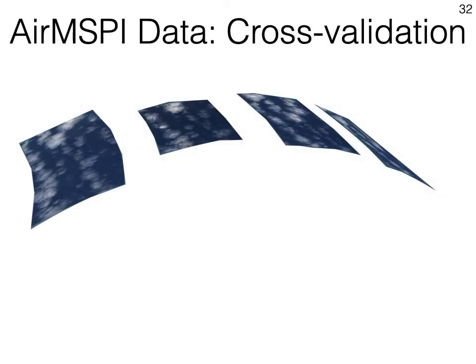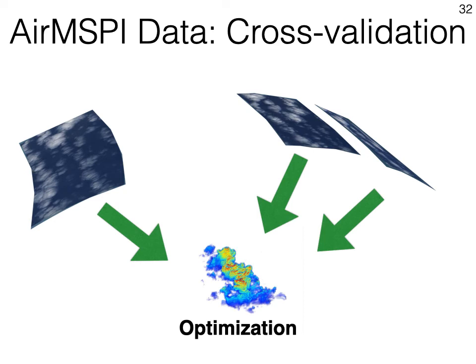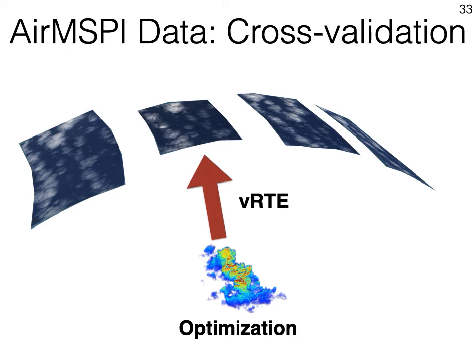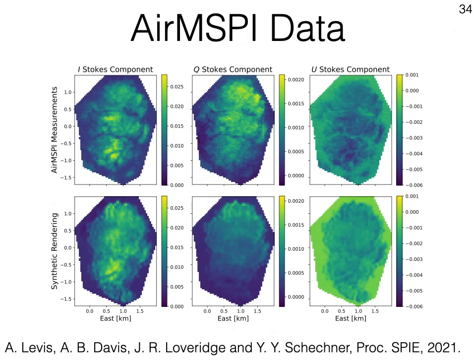Here we don't have access to the ground truth data. However, we assess the recovery using cross-validation. Leaving out one angle from the optimization, we can recover the 3D cloud properties, and then we can use the recovered cloud to simulate the left-out image using polarized SHDOM, and we can compare that with the acquired AirMSPI image. Here, in the top row, I showed the acquired AirMSPI Stokes components from left to right, I, Q, and U. And in the bottom row, I show simulated views that were not included in the optimization. You can appreciate that there are many similarities here.